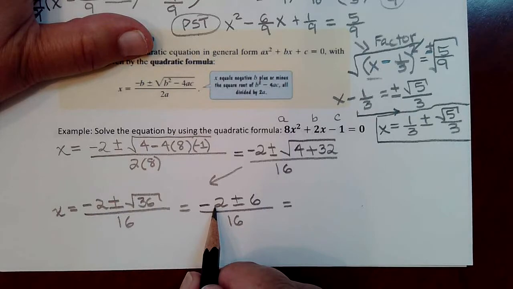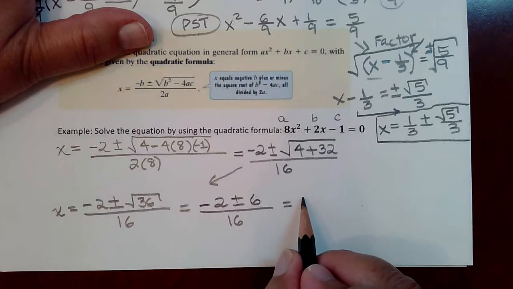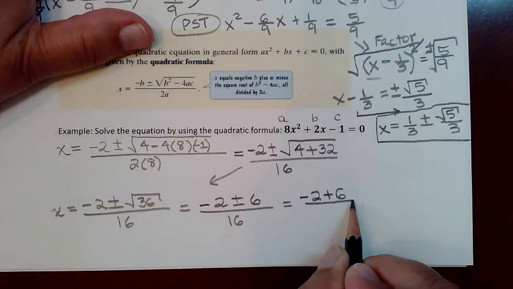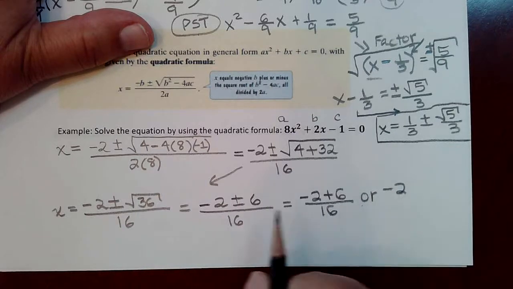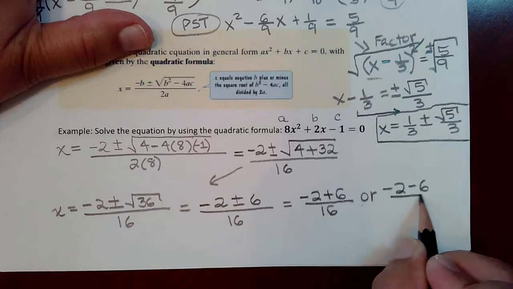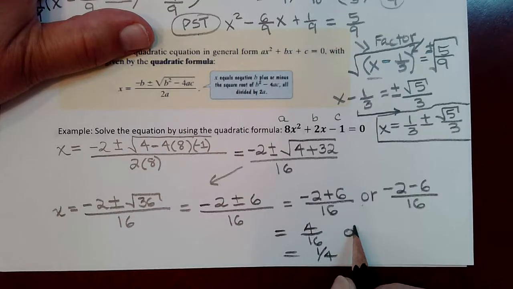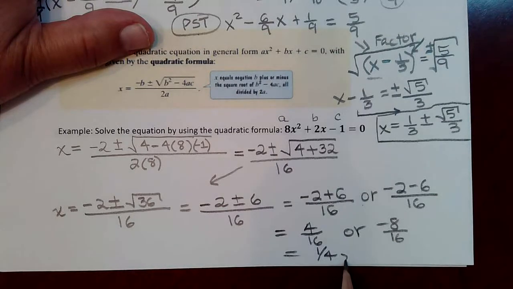So -2 plus, you'll be able to continue simplifying, I should put it that way. So -2, I'll do the positive one first, plus 6 over 16. That's going to be one of our answers. Or the other solution is -2 minus 6 over 16. So let's see, this would give us 4 over 16, or just 1/4. And the other one would be -8 over 16, or just -1/2. So those are our two solutions.